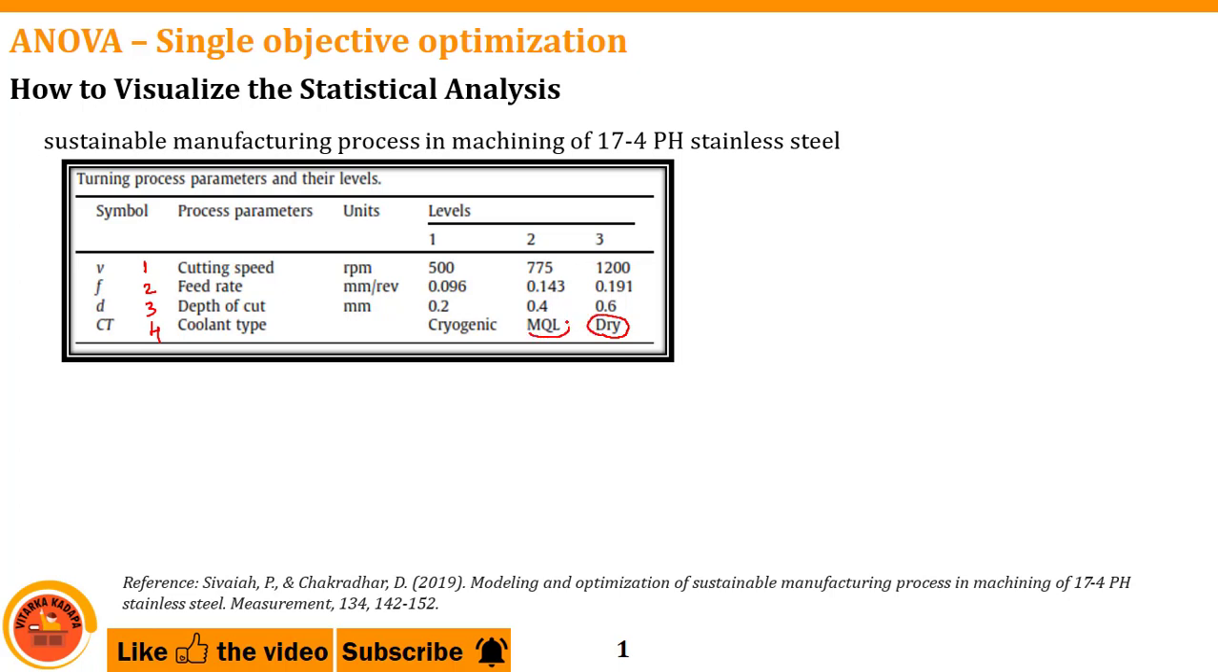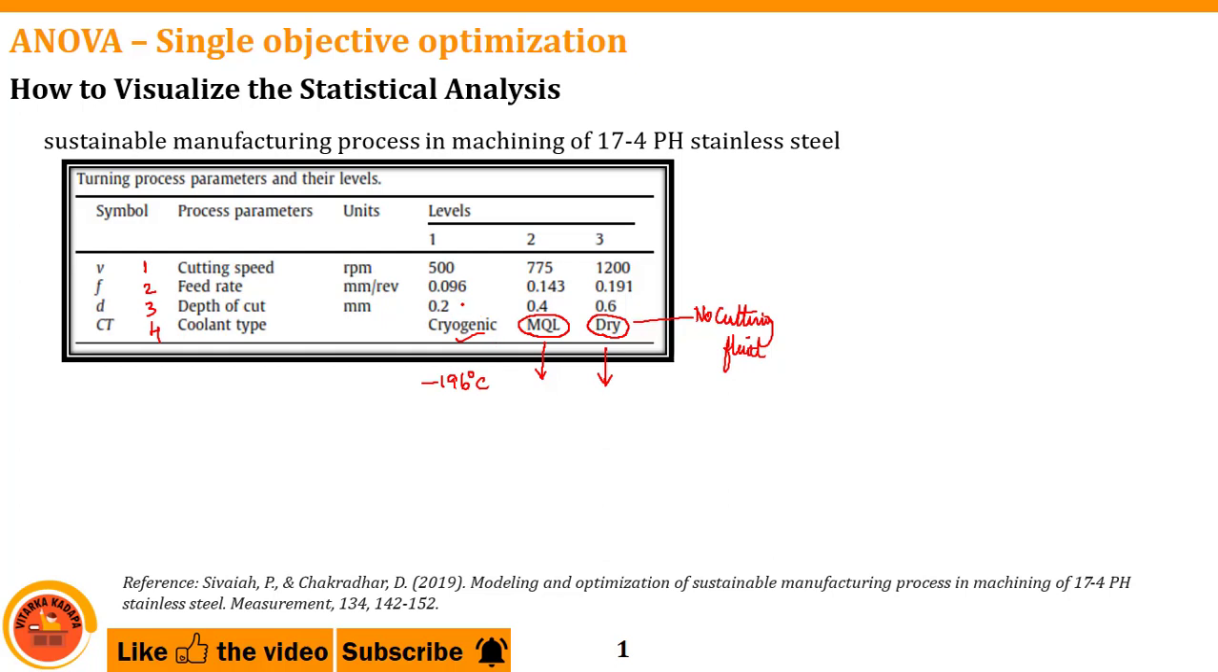Minimum quantity lubrication means a very small amount of cutting fluid is used. This comes under the category of sustainable, because little or no cutting fluid means it is not harming the operator. Next, cryogenic is minus 196 degrees, where liquid nitrogen is sprayed in the cutting zone. So these are the three cases.